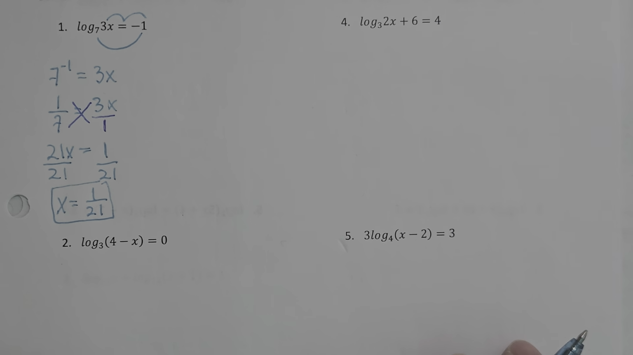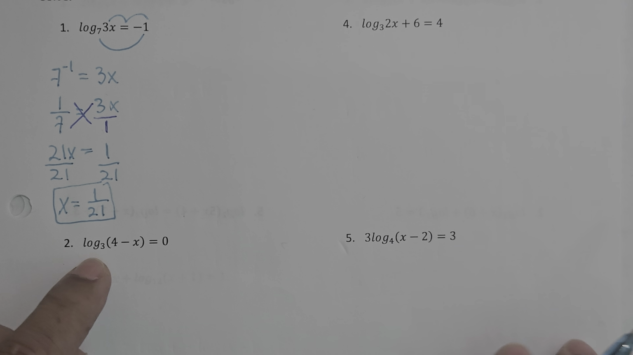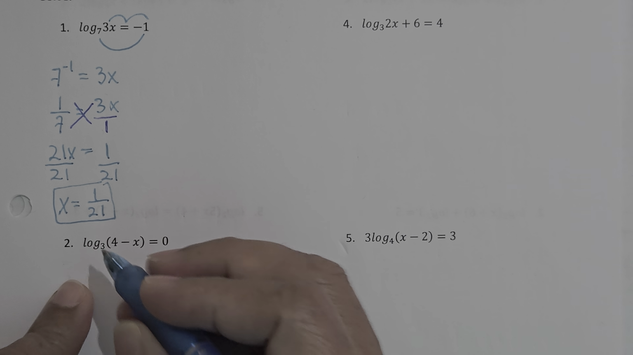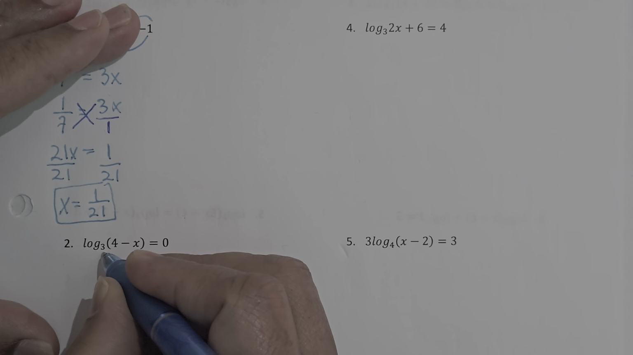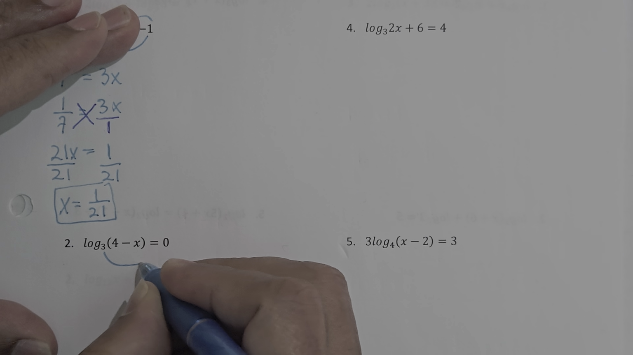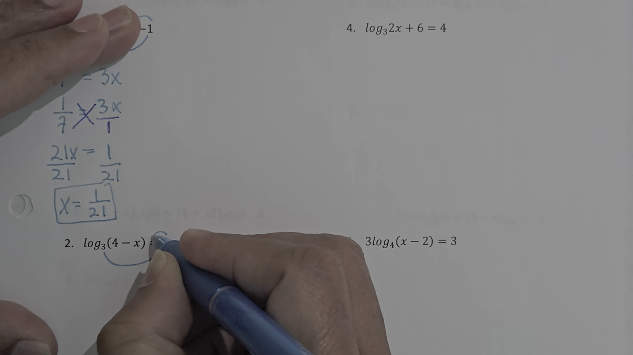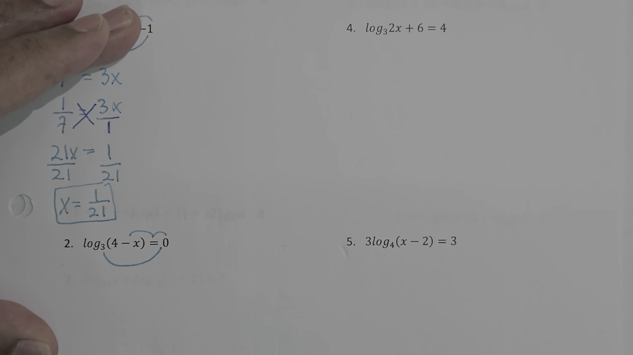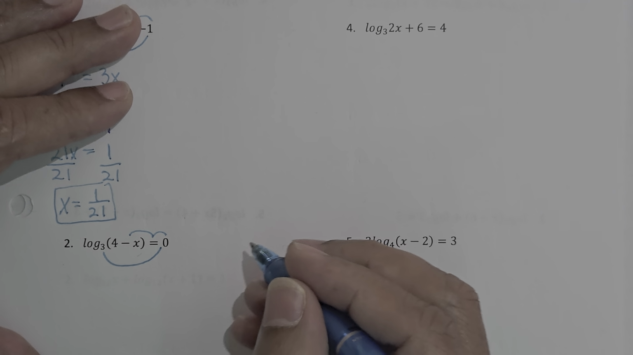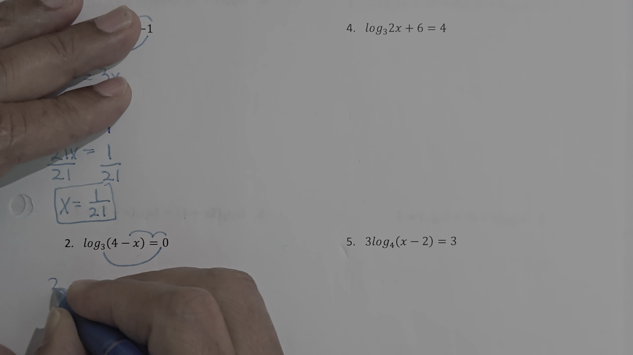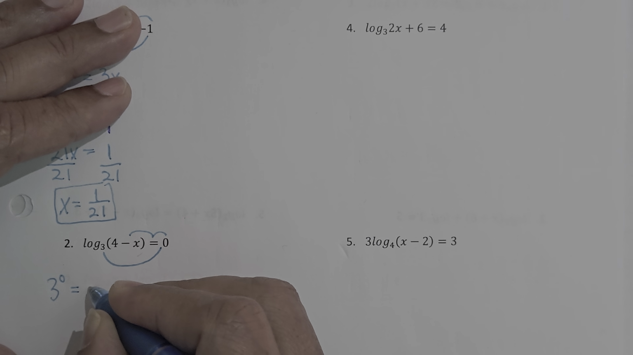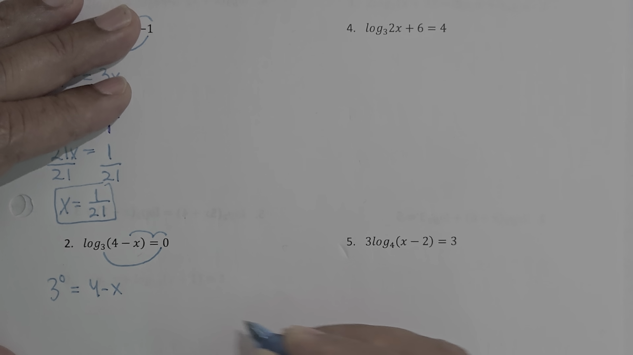On the second example, again, condense to a single log. This is already a single log. So then we go to step 2, which means we're going to take the inverse of the log, which is the exponential. So this is the base of the log, raise it to this power, and set it equal to the binomial, which is the two-term side of the parentheses. So then 3 to the 0 power is equal to 4 minus x.